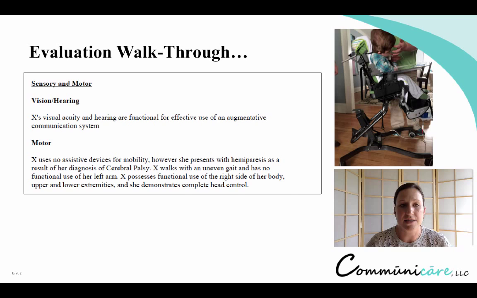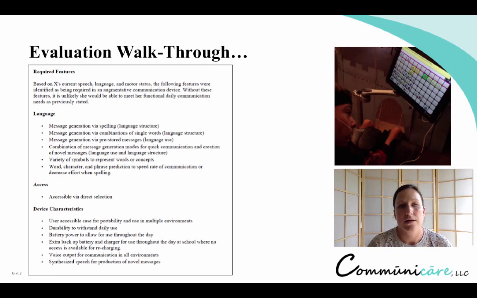We have to touch on sensory and motor. So what is their visual and hearing status, as well as their motor status? This is extremely important and helps to narrow down the right features that are available within an AAC system, and therefore helps us narrow down our recommendation. So we paint this picture of an individual based on their speech and language and cognition, as well as their vision, hearing, and motor needs. Based on this combination of features, we then detail the required features in an AAC system.